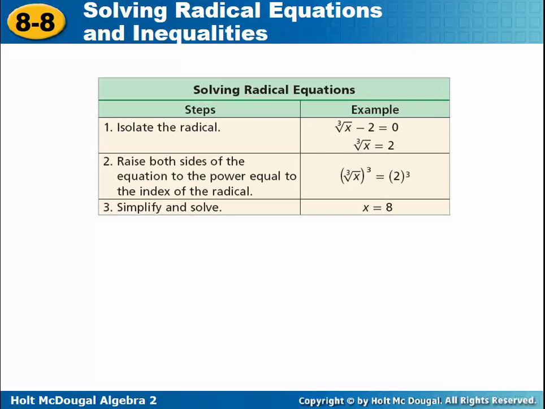So here's what we're going to do to solve these. First step is to isolate the radical. Get any numbers on the other side, so you just have a radical. Then you will raise both sides of the equation to the power equal to the index of the radical. If there's no little number there, it's a square. And then you simplify. So the cubed root of x cubed is x. You undid the cubed root. And 2 cubed is 8.